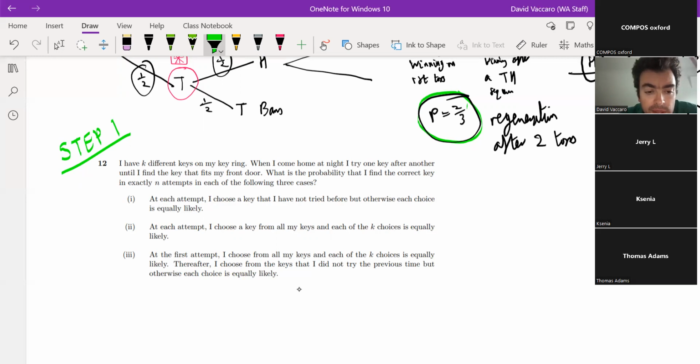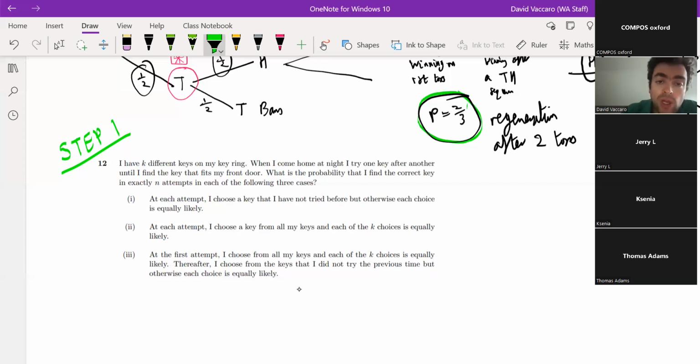In part II, at each attempt, I choose a key from all my keys and each of the k choices is equally likely. And then in part III, at the first attempt, I choose from all my keys and each of the k choices is equally likely. Thereafter, I choose from the keys that I did not try the previous time, but otherwise each choice is equally likely.